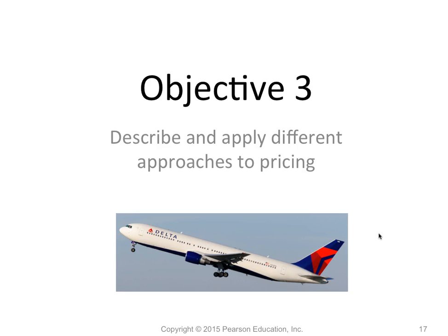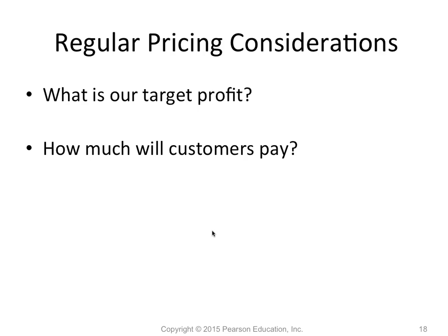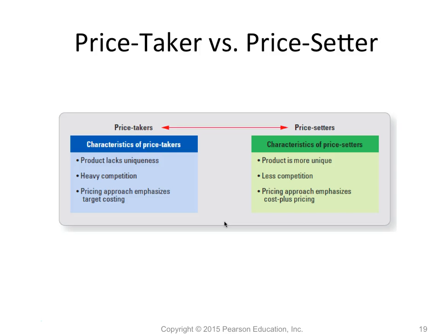So with pricing here, the objective is to describe and apply different approaches to pricing. Pricing here is when we are selling a product, we need to consider how much we need to charge as the price of the product. If it's too high, we may lose sales. If it's too low, we may lose profit. So what is a good one? We need to make some decisions based on certain criteria.